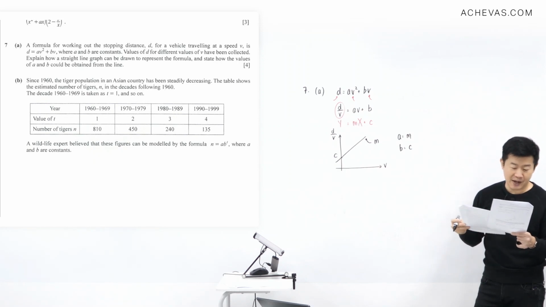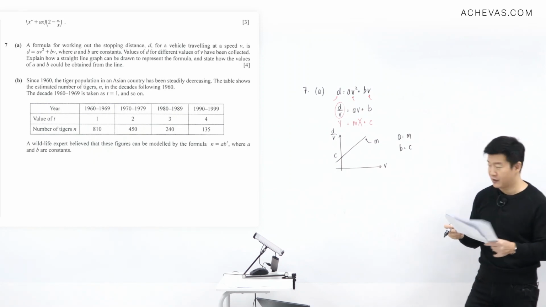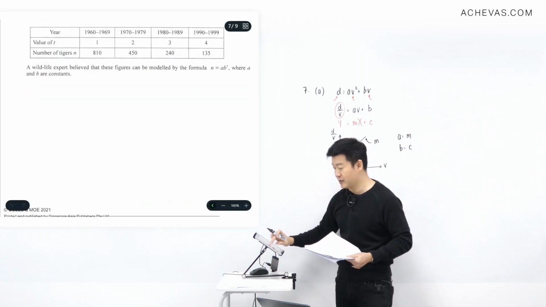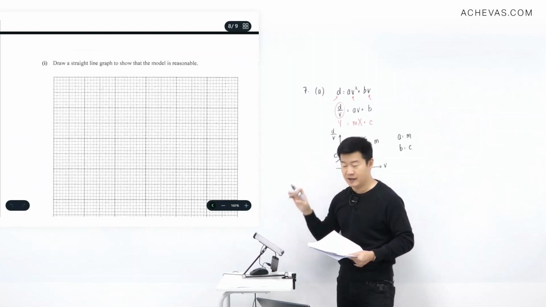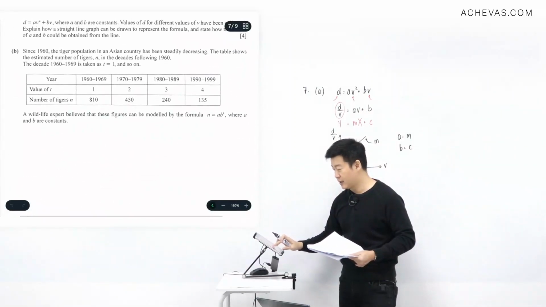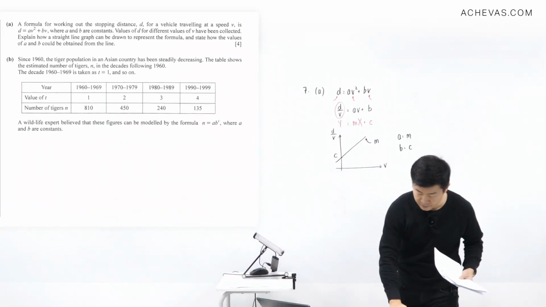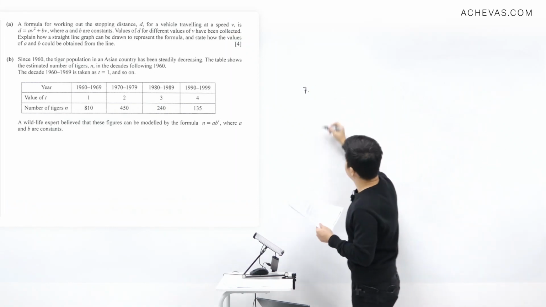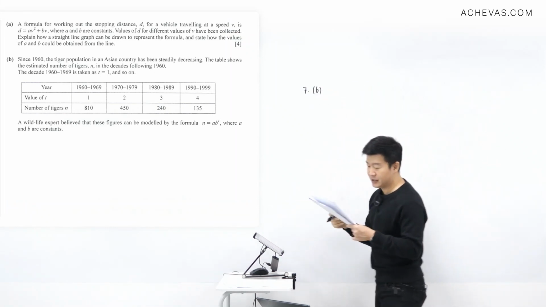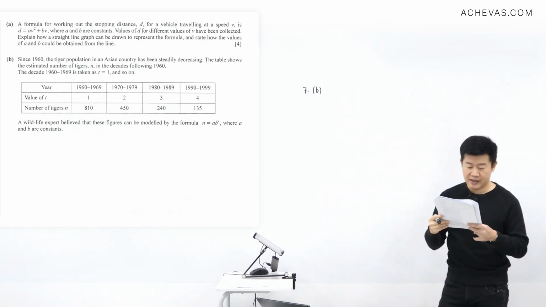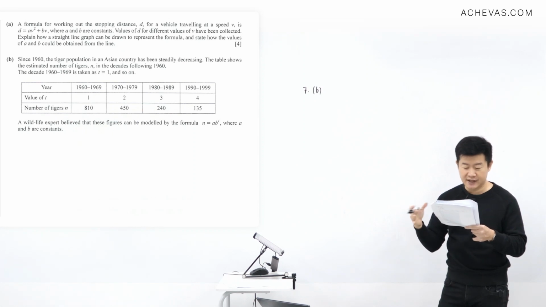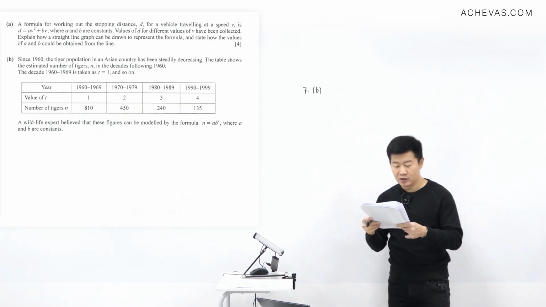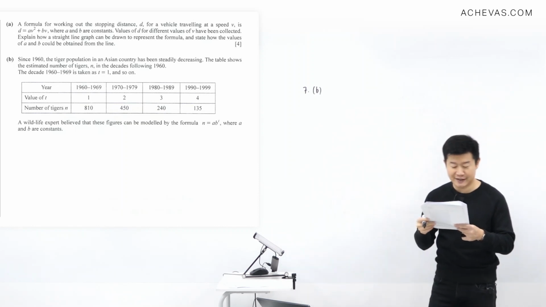Let's move on to the next part, which requires us to draw a graph, okay? And the graph paper is actually going to be given to us also. So we'll be drawing it on here. Let's take a look at the question together. So in part B, we are given the tiger population, and we are given the values that is going to be representing the number of tigers for the different years. And for every 10 years, it's going to be represented by 1, followed by 2, followed by 3, followed by 4, starting from the year 1960 to 1969.